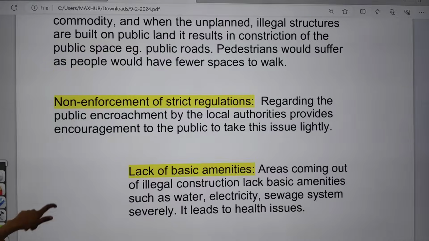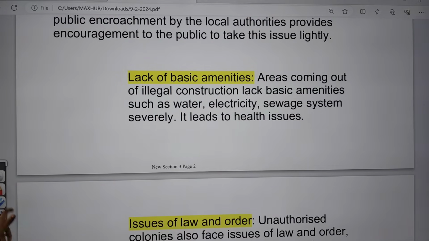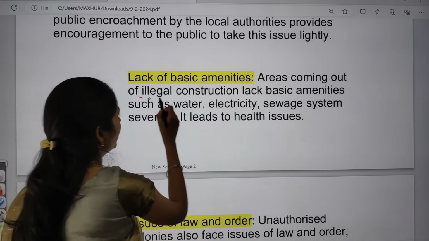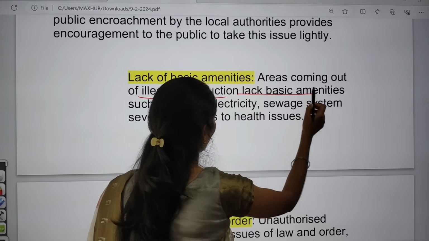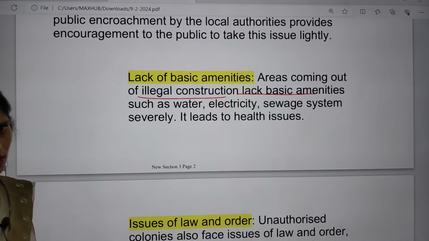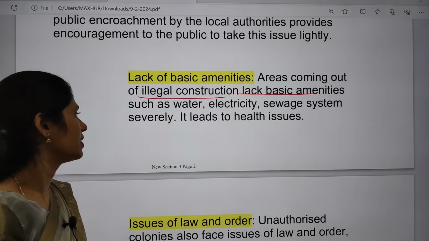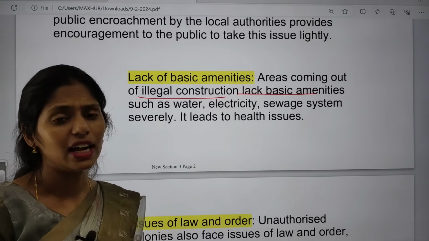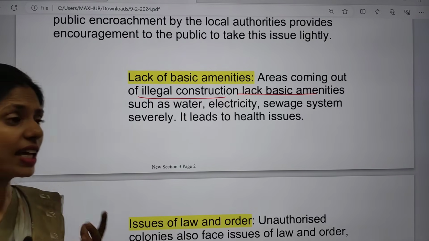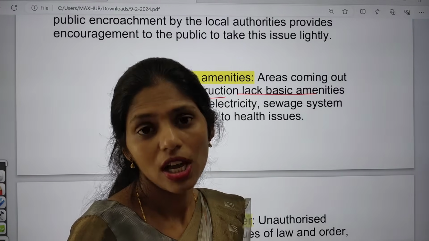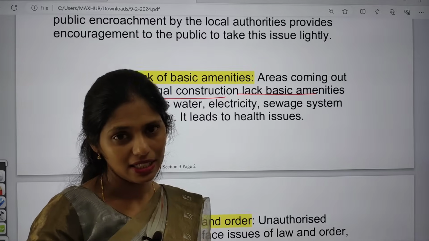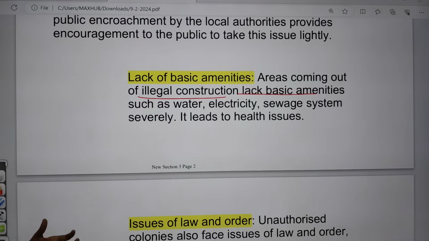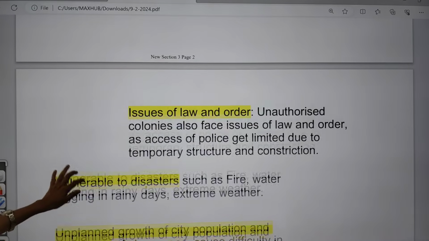And the next one is lack of basic amenities. Areas which come out of illegal construction lack basic amenities like water, electricity, and sewage system. Because of this, there will be health problems, increased breeding of mosquitoes, and mosquito-borne diseases will increase. Contaminated disease will also increase. And there will also be an issue of law and order problems.